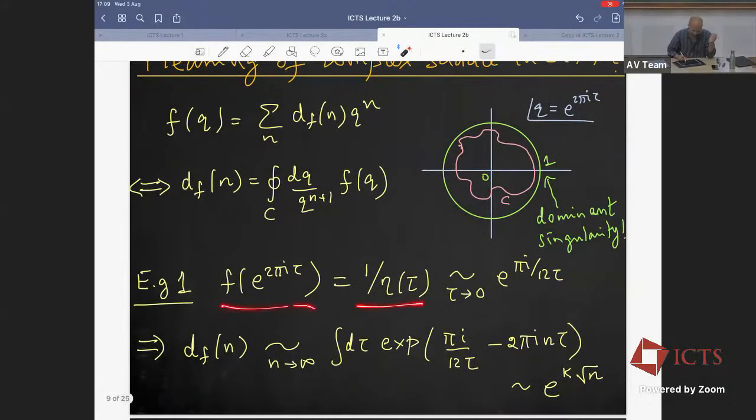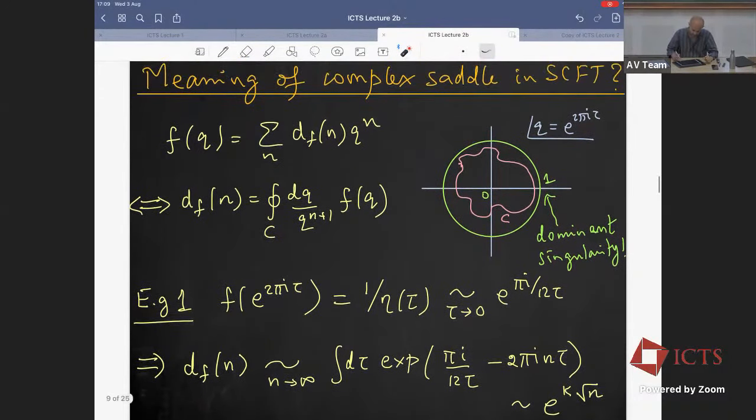I take F to be 1 over eta. So it's just a free boson partition function. So you ask, where does this function become singular? Inside, when Q is smaller than 1, it's not singular. But when tau goes to 0, which is Q goes to 1, that's here, this function behaves in a singular manner. And using the modular behavior, you can see that it goes as exponential of 1 over tau times pi i over 12.